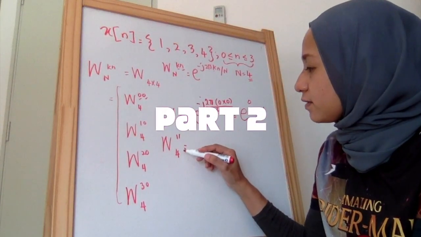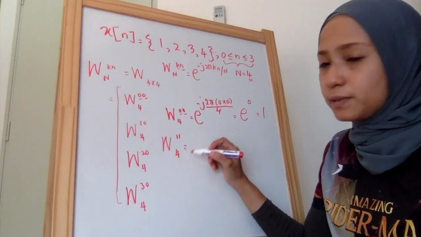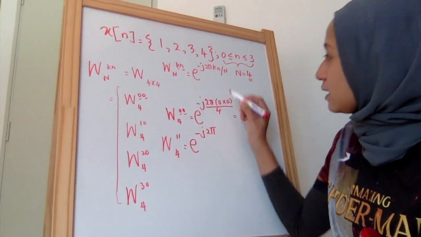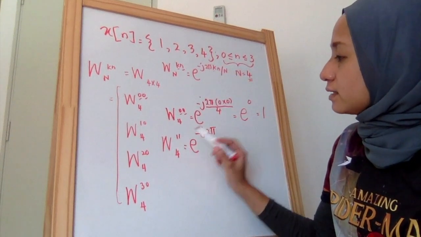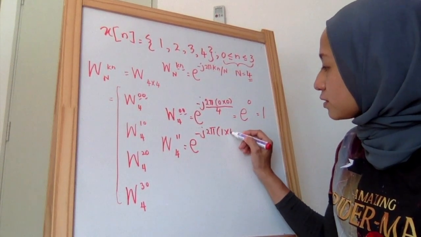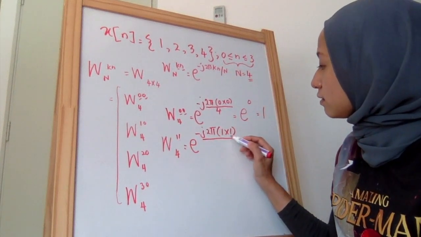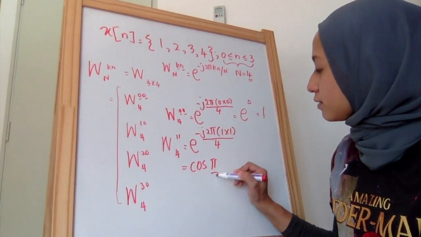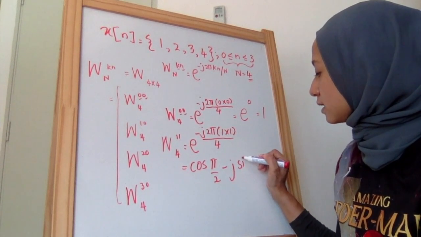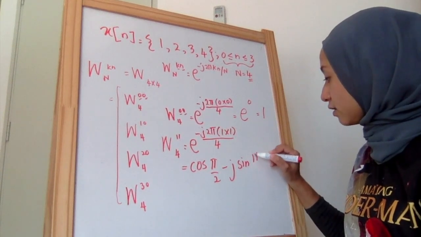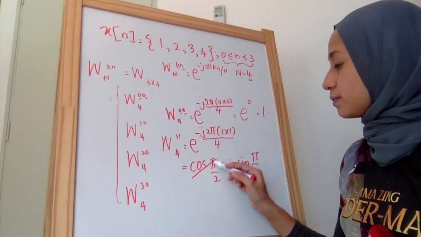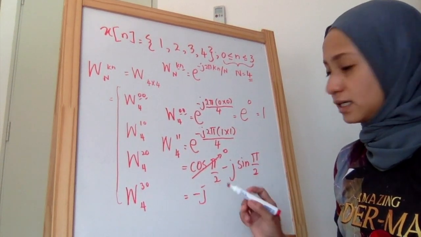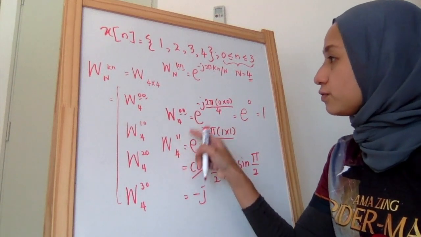Okay, let's see if you have W411. So W411 is exponent minus j 2 pi k, and your k is 1, your n is 1. So you have 1 times 1 over 4. So this is equal to cos pi over 2 minus j sine pi over 2. So cos pi over 2 is 0. So you have minus j. So this is for W411.